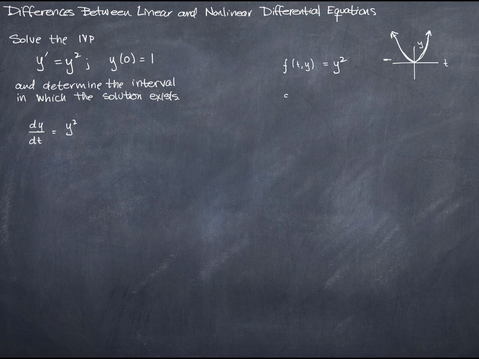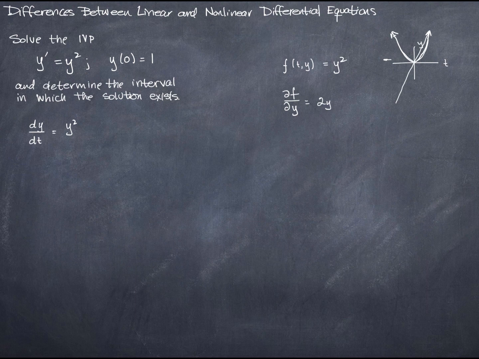The partial derivative of the function f, taken with respect to y, is 2y. That's just a line, and that is also continuous everywhere. So both of these functions are continuous everywhere, in which case the criteria that our two functions, f and the partial of f with respect to y, are continuous is met. Technically they only have to be continuous in a rectangle, but because they're continuous everywhere, at this point our rectangle is infinitely large.